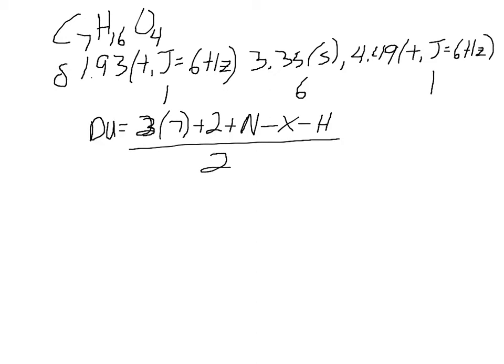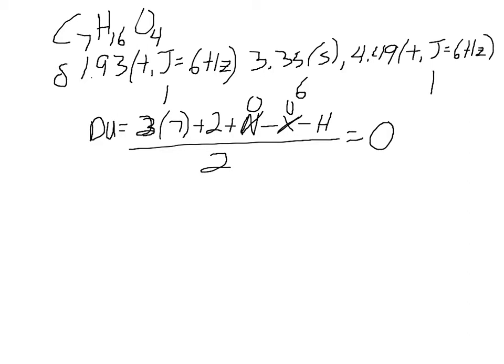So what do we get here? Do we have any nitrogens? So that's 0. Do we have any halogens? Fluorine, chlorine, bromine, or iodine? No, so that's 0. So 2 times 7 is 14 plus 2 is 16. How many hydrogens do we have? 16. So 16 minus 16 is 0, divided by 2? 0. Pull out your calculators, you sure? I'm kidding, please. It's 0. So the degrees of unsaturation is 0.